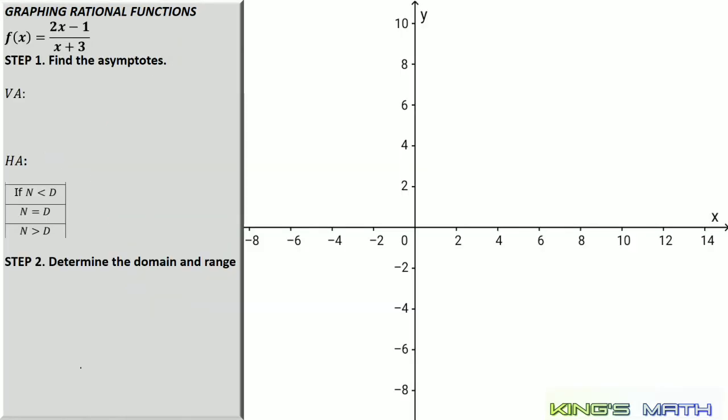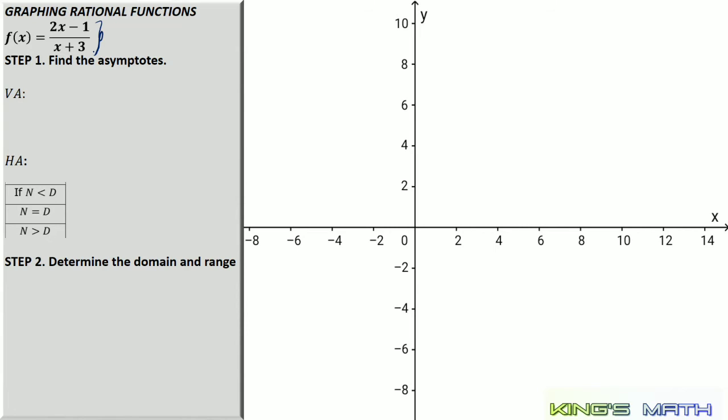Now we are going to proceed with graphing rational functions. We are going to graph the function f of x equals 2x minus 1 all over x plus 3. First step, we're going to determine the asymptotes. And what are asymptotes? These are straight lines that are approached by our graph, but the graph will never touch or cross them. There are two types of asymptotes: the vertical asymptote, that is the upright line, and the horizontal asymptote, that is the one that is lying.